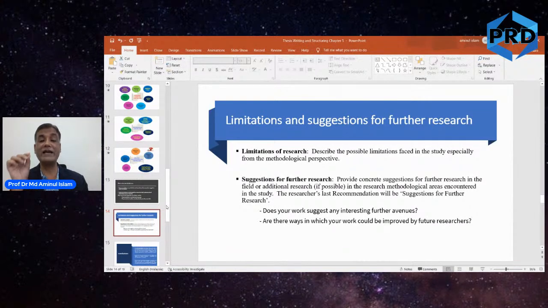Certain limitations are your secret. Keep that with you. You may even prefer not to tell your supervisors. Okay, keep it with you. But some limitations, of course, you have to describe. Say, for example, your R square is low, your R square is 40%. What does it mean? It means the independent variables that you have chosen can explain only 40% of the dependent variable, meaning 60% has not been captured in your research. So that is a huge limitation.